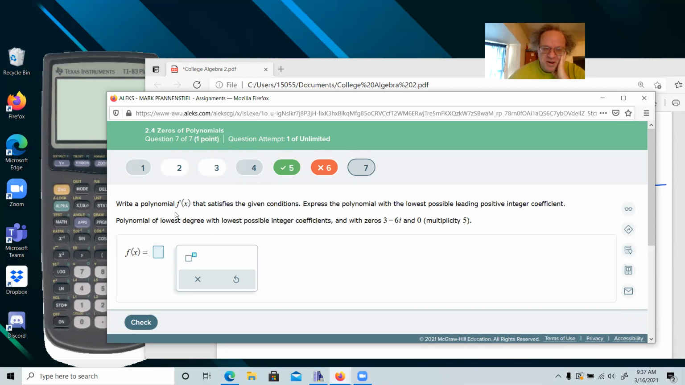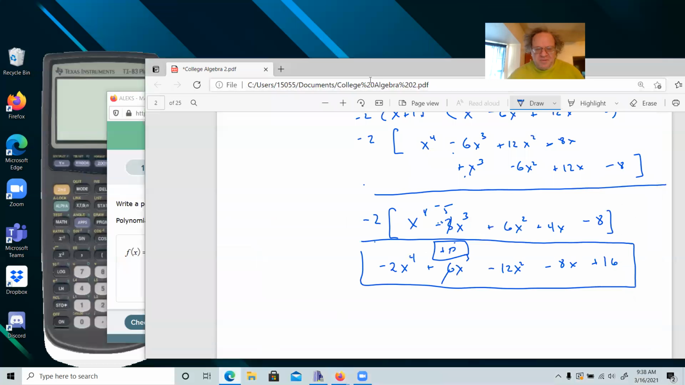Write a polynomial. See, I didn't get it right either. Write a polynomial that satisfies the given conditions. We're on number 7, right? Yes, we are. Write the polynomial with lowest degree with lowest possible integer coefficients with zeros of 3 minus 6i and 0 with a multiplicity of 5. All right, that looks delightful. So let's go through and do that one.